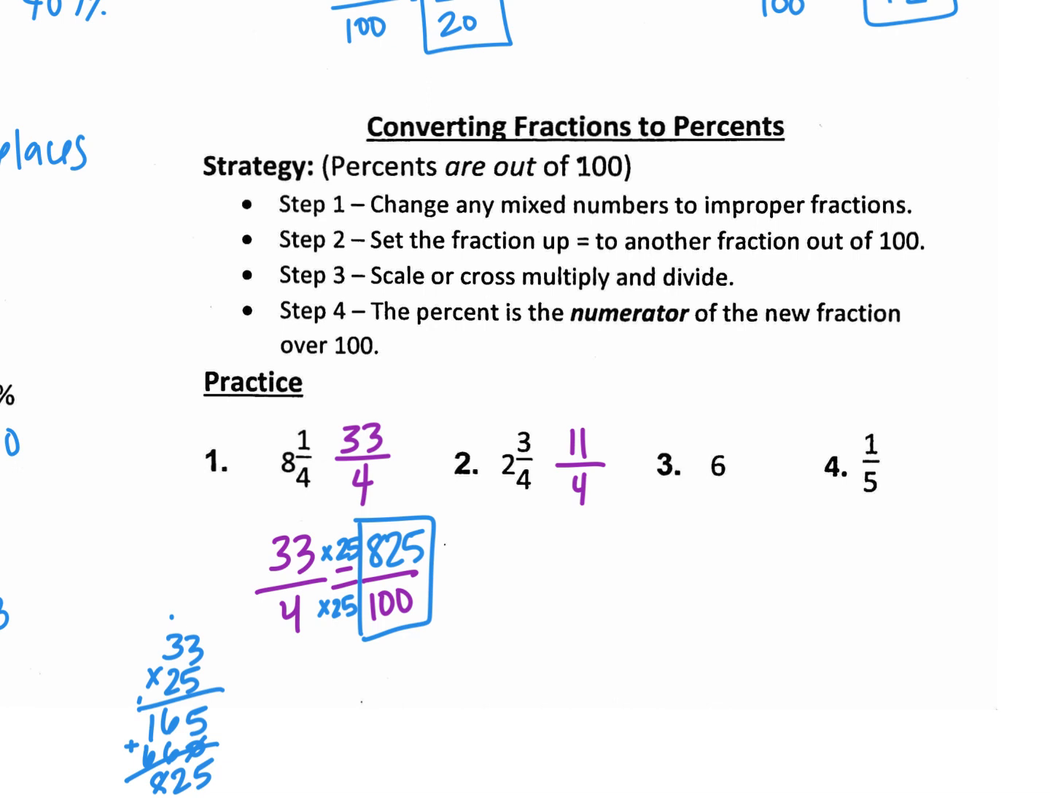All right, guys, Step 4. So we just did step 3. It says to either scale or cross multiply and divide, okay? So we scaled it. We were able to identify that we are increasing it by 25 to get to 100. So we did 33 times 25 to get 825. Percents are out of what? 100. So the numerator is my percent. So number 1, 8 1/4 is 825%.